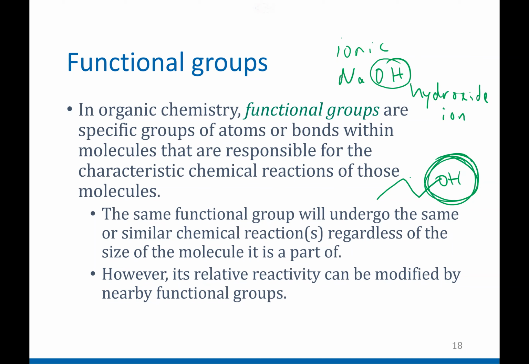Charges happen when electrons are transferred from one chemical to another. Covalent compounds, like organic compounds, there's no transfer of electrons. They're all shared. So important distinction there.